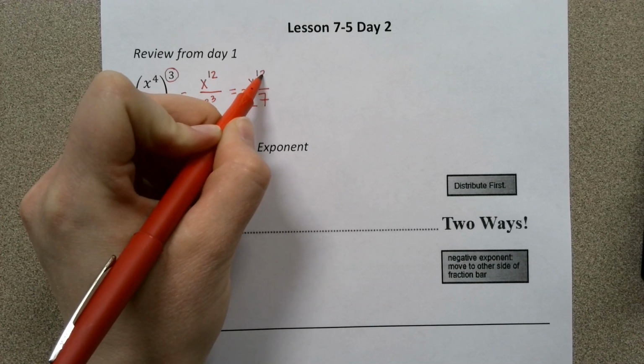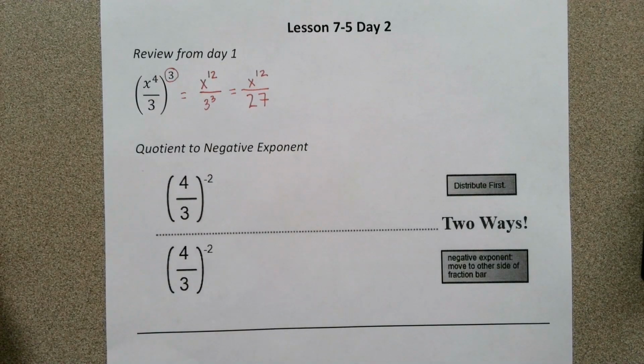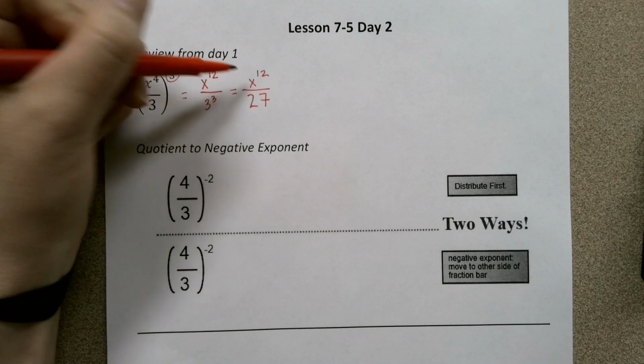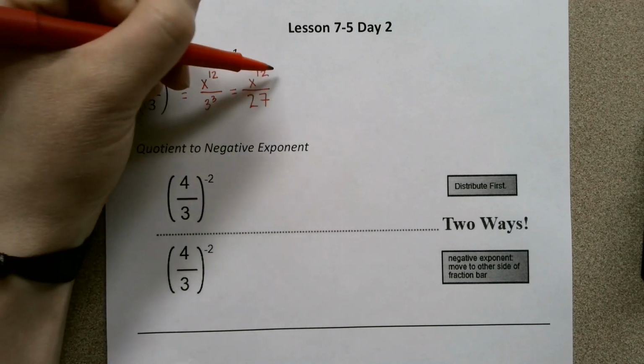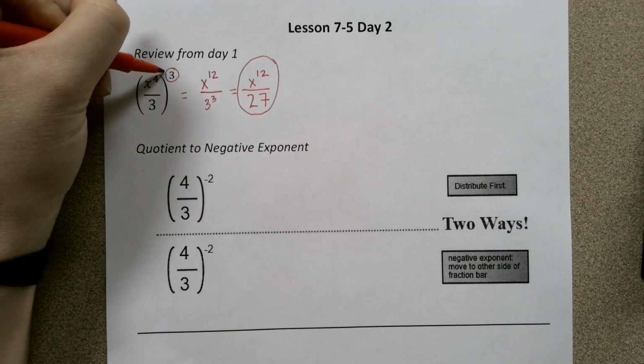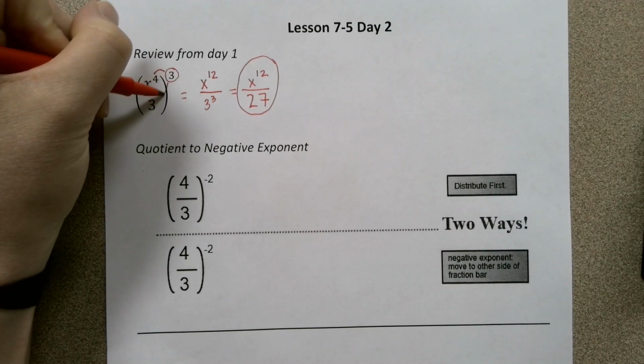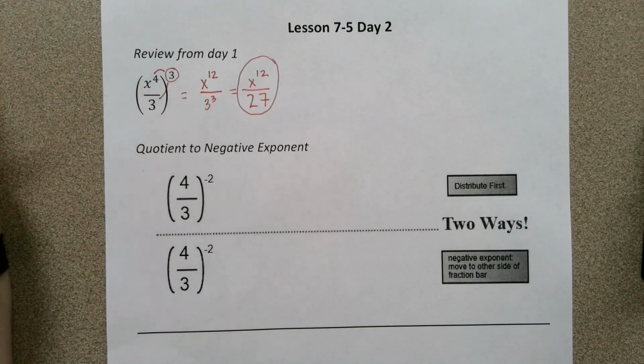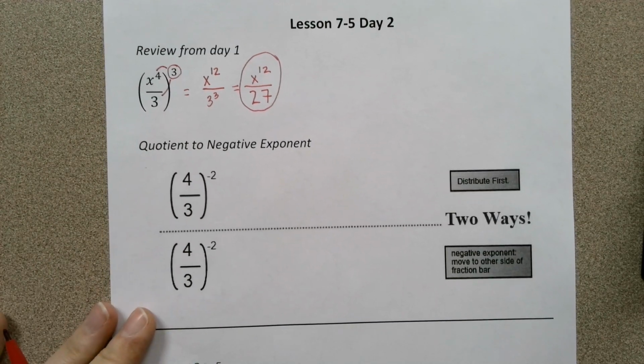And then from there we have no negative exponents, no zero exponents, and there aren't any values that we can simplify any farther. So this would be our answer. And again, this 3 went to both the numerator and the denominator, each part of the fraction.